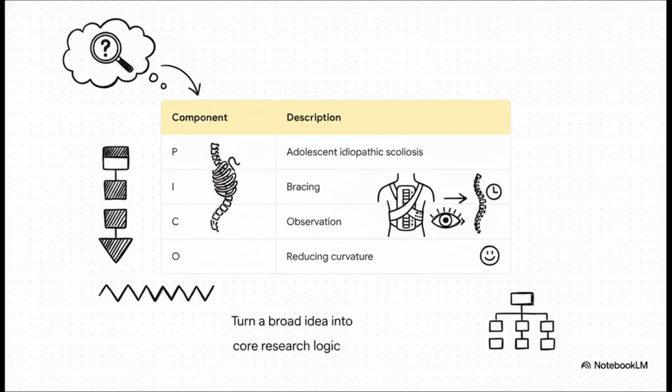You're essentially asking, for this specific population, does this intervention, when compared to this comparative intervention, actually result in this outcome? When we mapped Cheryl's broad idea onto this exact framework, everything changed. Her population became patients with adolescent idiopathic scoliosis. Her intervention was bracing. Her comparative intervention was just standard observation. And her outcome was reducing curvature. Just like that, we turned a broad medical topic into core research logic.